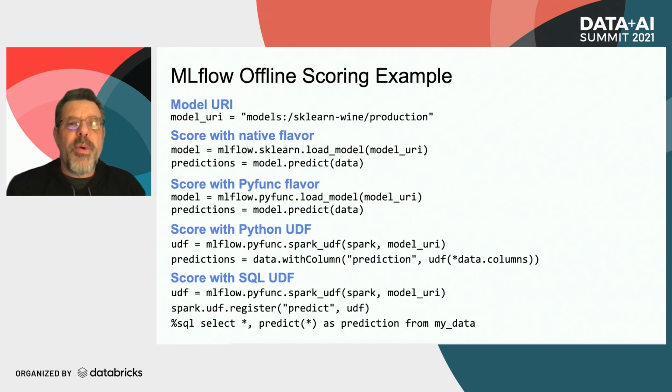So here we illustrate the different ways of scoring. At the top, we create a URI. MLflow has this concept of a model URI. The first part is the scheme, which in this example is models. This refers to a registered model. If you wanted to, you could directly access a run with the runs scheme prefix. But we're going to be focusing on the registered model.